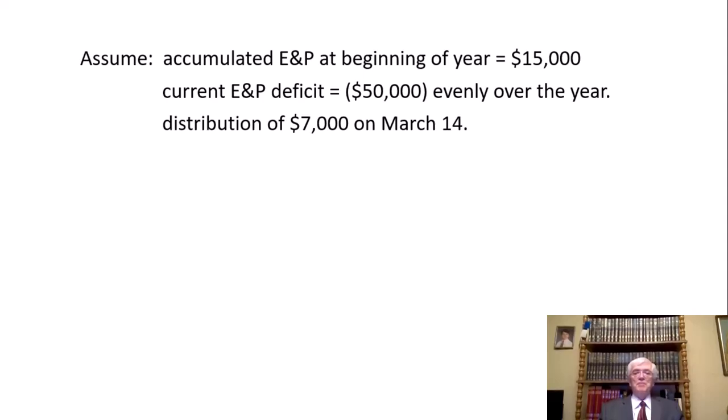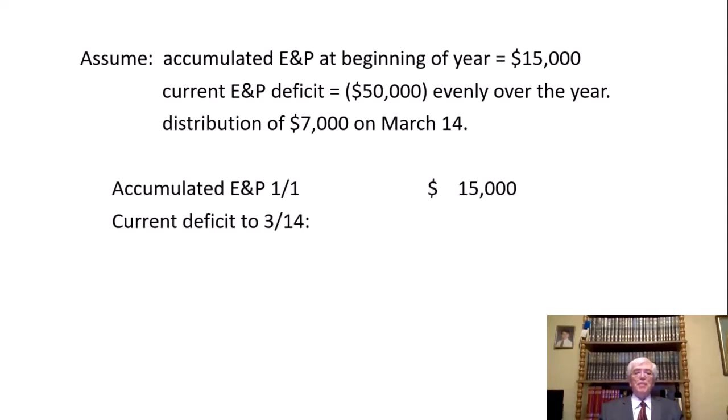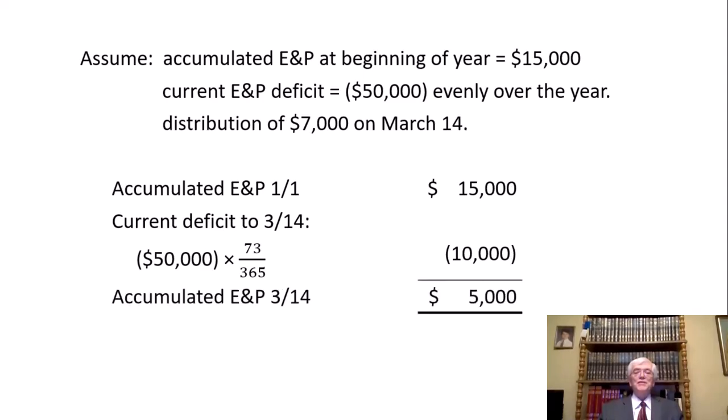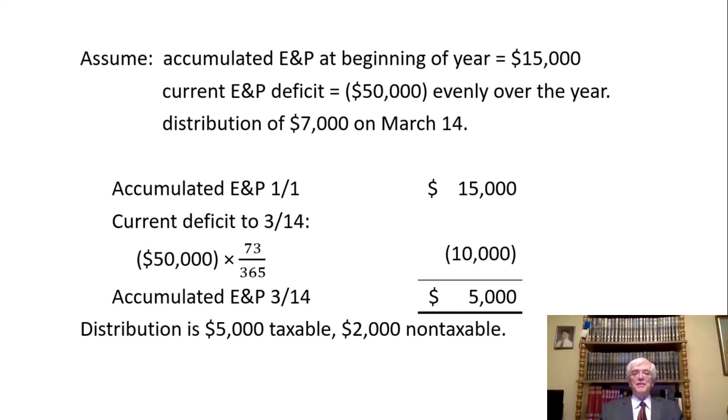So I say, well, all right, we've got accumulated E&P. Can we just assume all 7 is taxable? And the answer, of course, is no. That will not be the case. Accumulated E&P on January 1st is 15,000. Current deficit to March 14th, I chose March 14th very carefully. 73 365ths of 50,000 is exactly 20%. So there are 31 days in January, 28 days in February, and another 14 days in March. That's 73. So that's exactly 20% of 50,000, which is 10,000. And so therefore, accumulated E&P as of the date of the distribution is $5,000. So that distribution is taxable up to accumulated E&P at that date of $5,000. The other $2,000 is a non-dividend distribution.